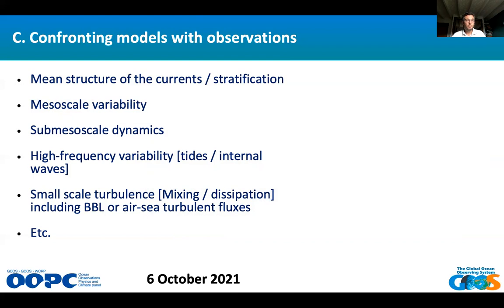So what you validate in the model really depends on the objectives of the model and the spatial and timescales that are targeted. It goes from the mean structure of the currents, mesoscale variability, sub-mesoscale properties, high frequency activity, so what happens related to the internal waves and tides, and even the small scale turbulence. In particular, what's happening in the bottom boundary layer or in the surface layer, and related turbulent fluxes. So basically the question is which type of observation can we put in front of that?